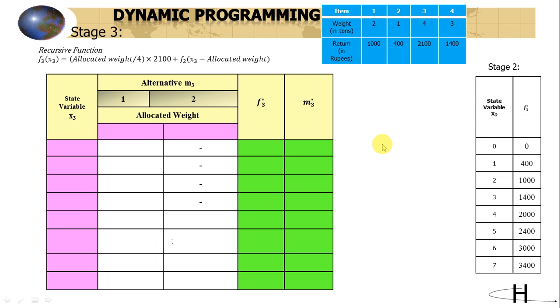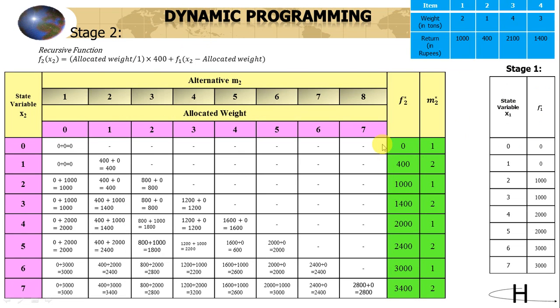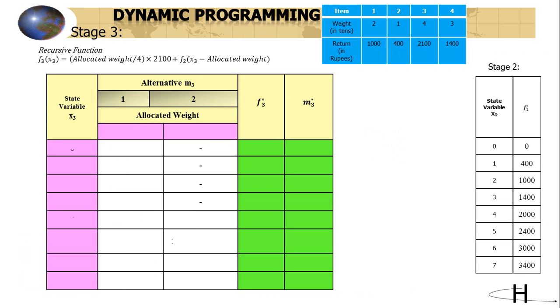Now the state variables are 0, 1, 2, 3, 4, 5, 6 and 7. So this will not change, it will remain the same. Now the allocated weights will be only 0 and 4, because if we take 3 quantity it will exceed the limit 7. So here we can allocate weight either 0 or 4.